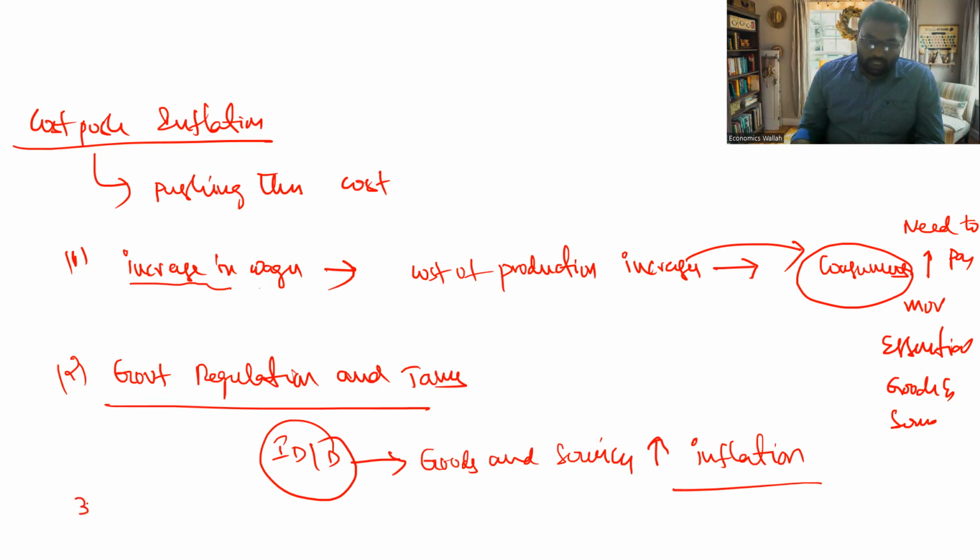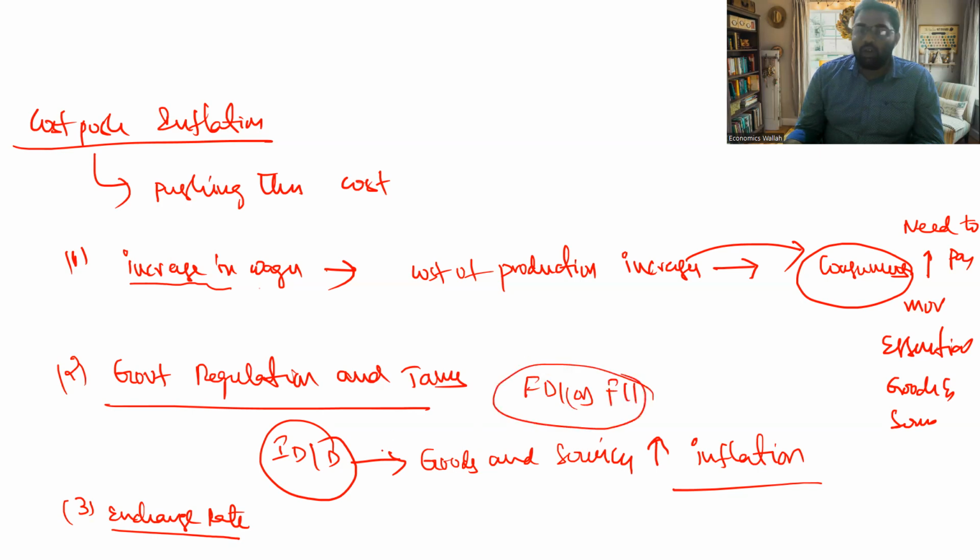And the third one is the exchange rate. India is an open economy, not a closed economy. Until 1991-92, India was a closed economy. After the LPG reforms, India opened up with liberalization, privatization, and globalization. So the companies from abroad, especially Western developed countries, invest in Indian markets, either through FDI or FII. So obviously there are exchange rate volatilities.